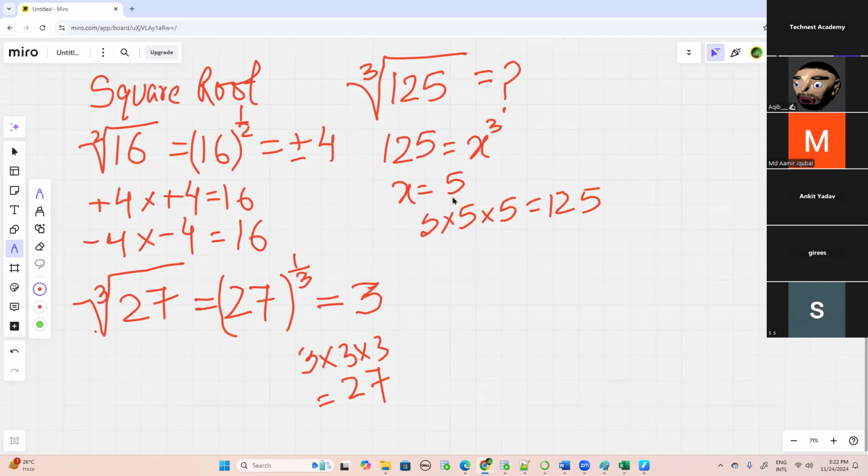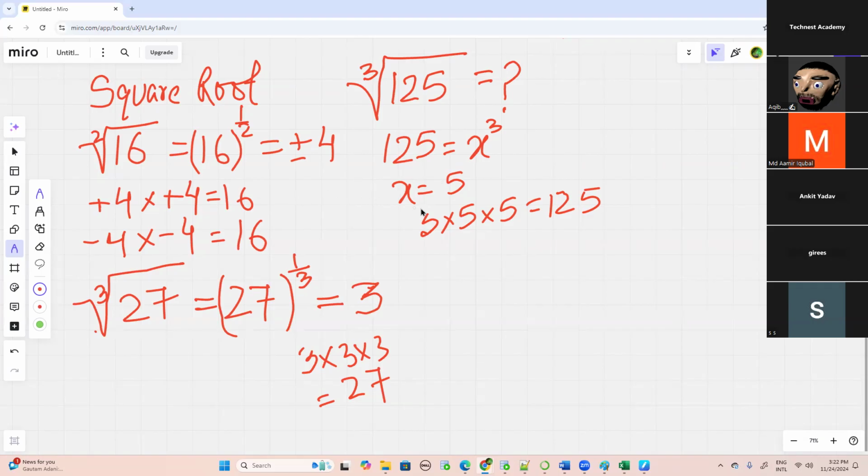Okay. Now, can you tell here, Tanvir, should this be plus minus 5? Only plus 5. It will be only plus 5. Don't make the mistake of minus 5 here. So this will be plus 5 only. Clear to everyone? Yes. Okay. Now, this was about a square root.